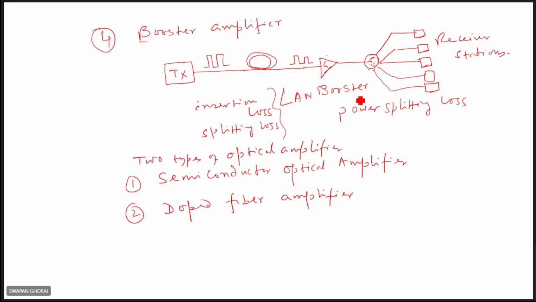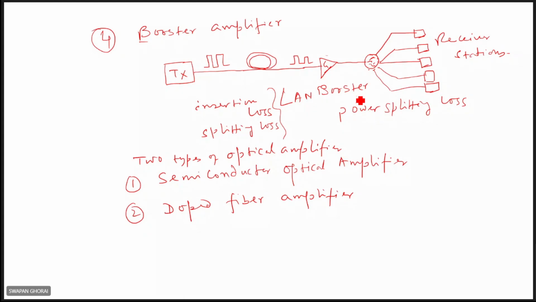Inline amplifier to compensate the attenuation. The pre-amplifier to increase the signal to noise ratio, power amplifier to increase the transmitter power, booster amplifier to compensate the splitting loss. The 4 applications are there. Now, how does this amplification occur? Let us focus on that.